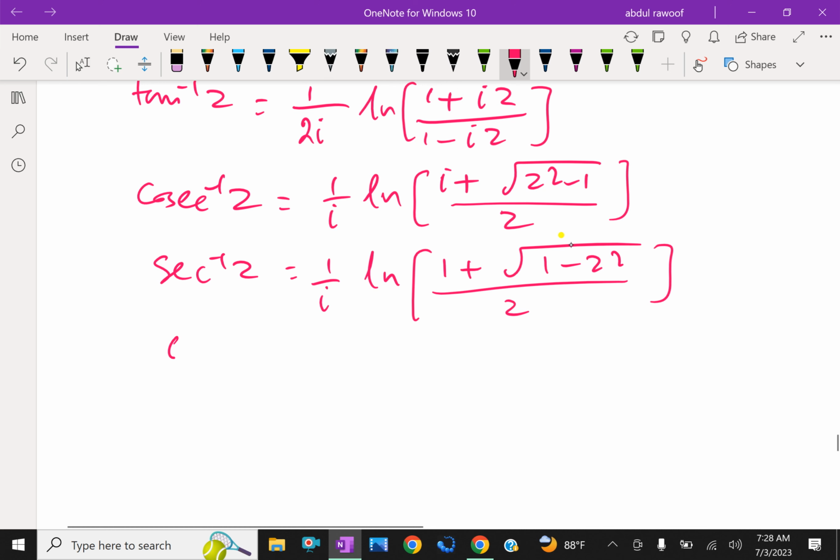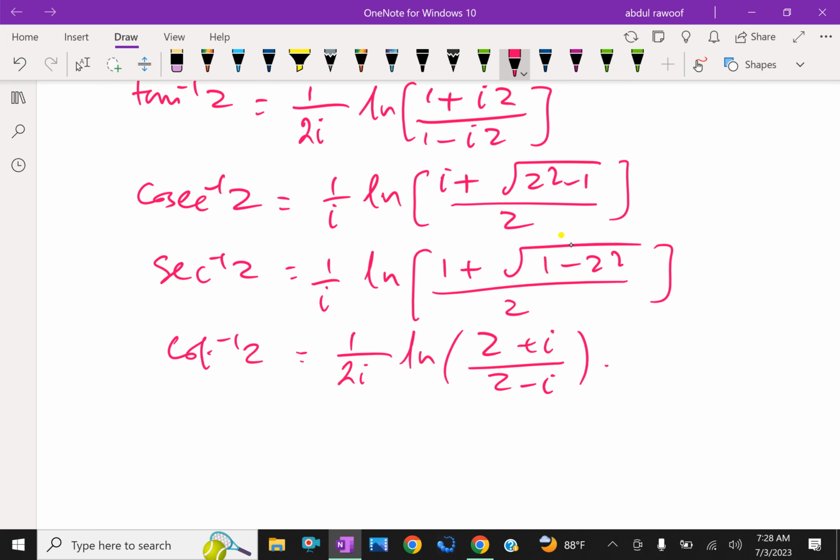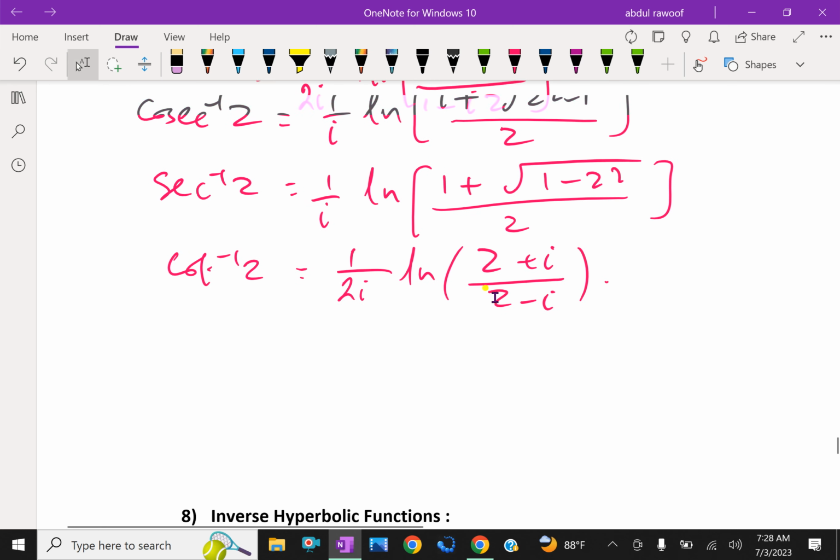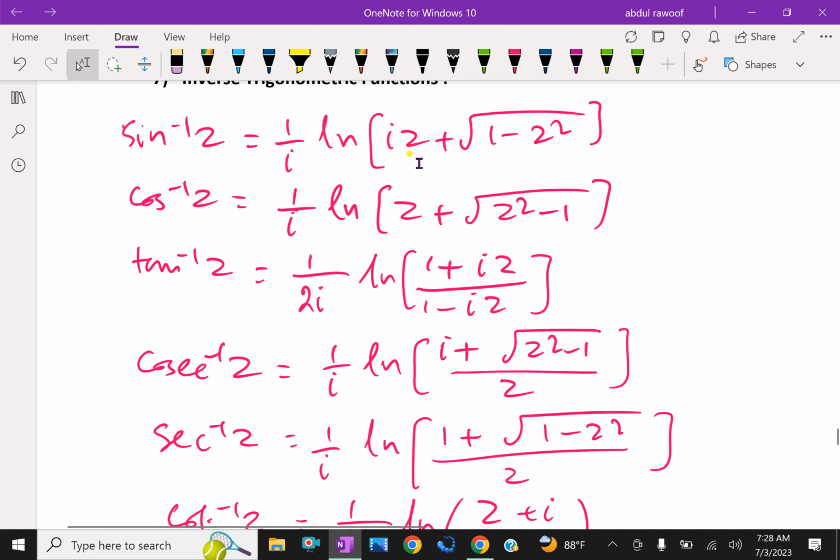Cot inverse z equals 1 over 2i ln of (z plus i) over (z minus i). So these you have to remember, this little complication is there, but you have to remember this.